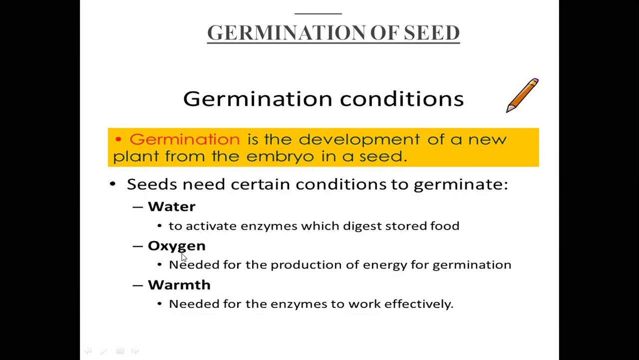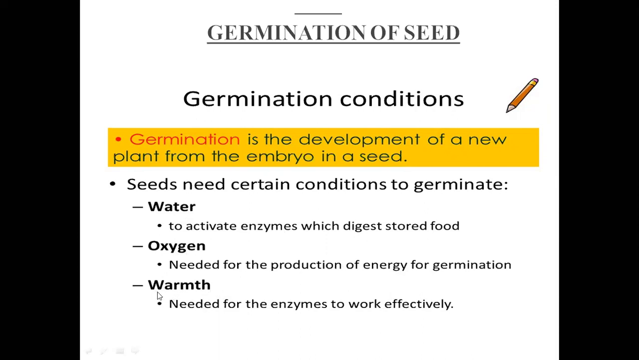The next thing that is also compulsory is oxygen. You know that it is compulsory for the process of respiration. Is it compulsory or not? Yes, compulsory. It is needed for the production of energy for germination, and energy is produced in respiration. Besides this, afterwards it will also do photosynthesis.